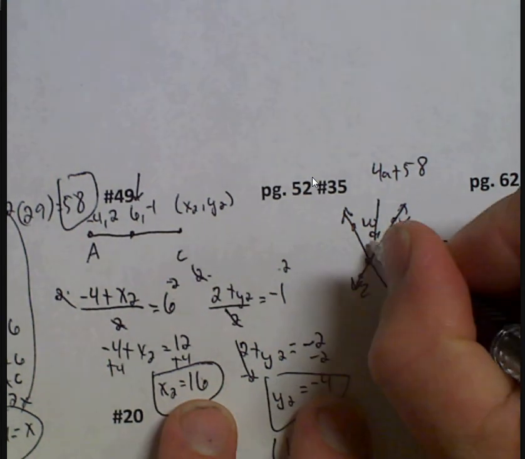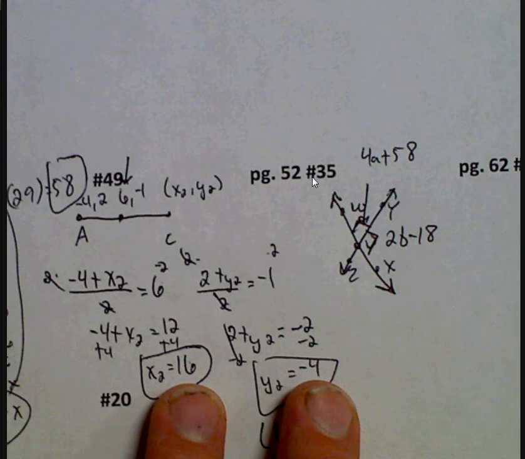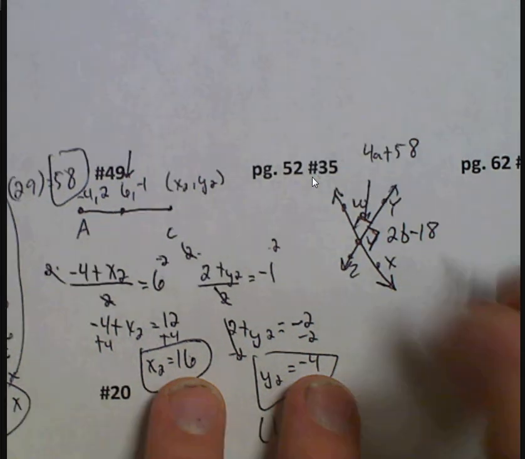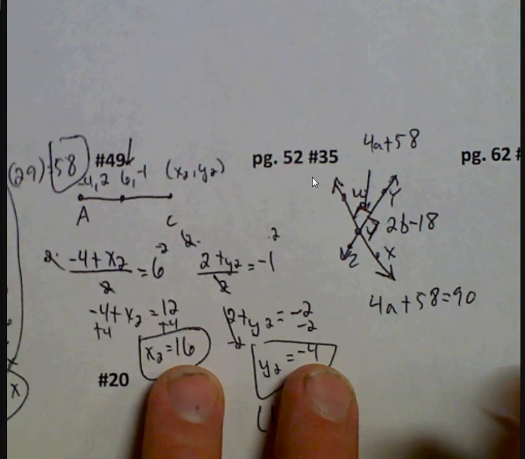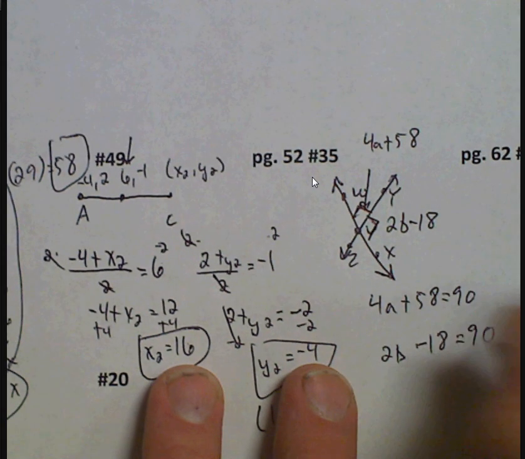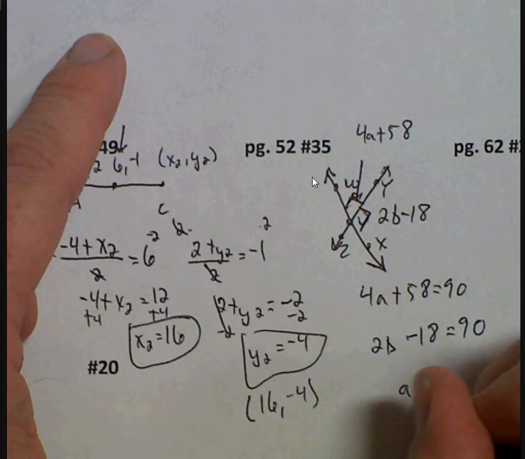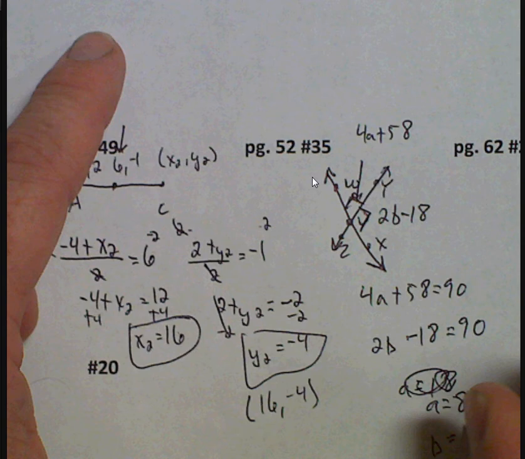So this would have to be 90 and this would have to be 90, even though I didn't draw it. It said that they need to be perpendicular. So I know 4a plus 58 has to be 90, and I know 2b minus 18 has to be 90. So if I were to solve this, a would be 8, b would be 54.